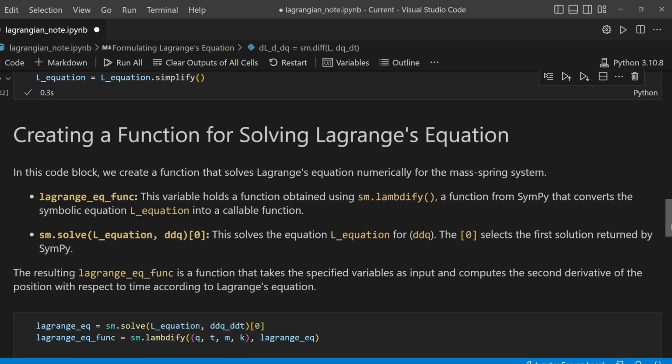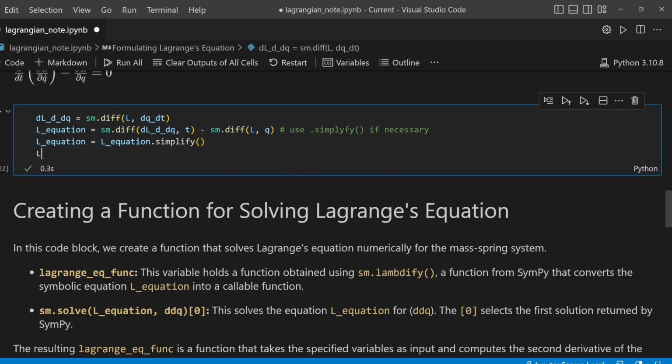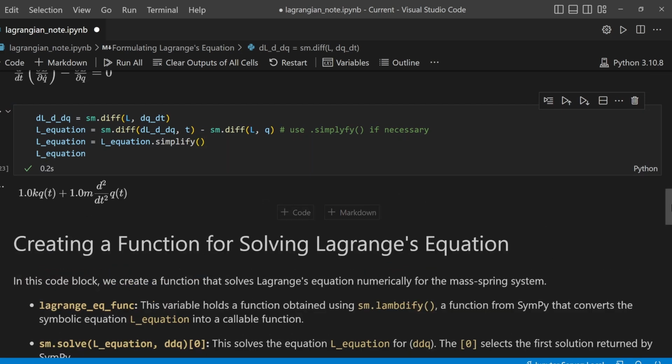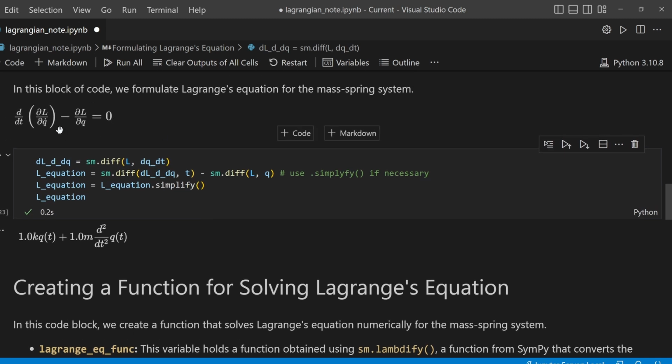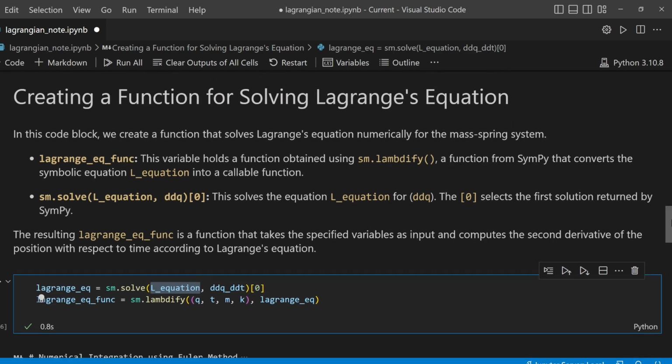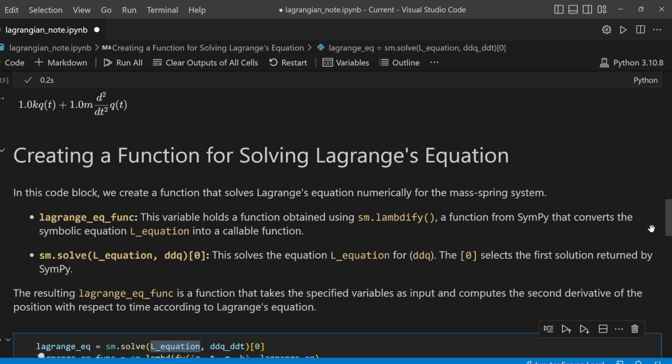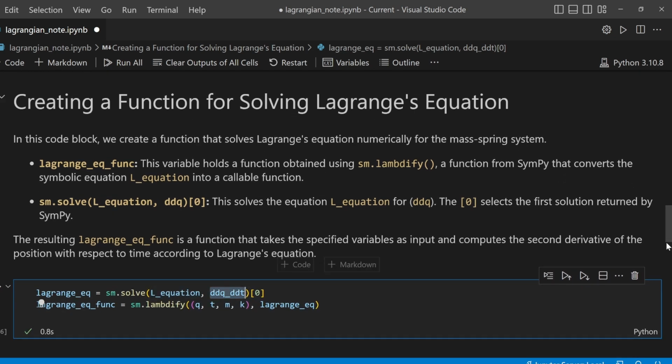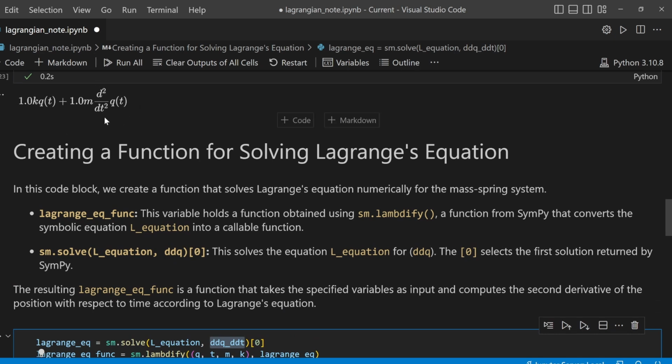And then now here we're creating a function for solving the Lagrange equation. Now let me go back here to the L equation. Now, you see that here this equation is equal to 0. Now, this equation is the same as this one, which is equal to 0. And we want to solve for this one, for the acceleration. Alright? We do it like so. Here we can see that we solve the L equation, so this one, with respect to d2q/dt2, this quantity right here.